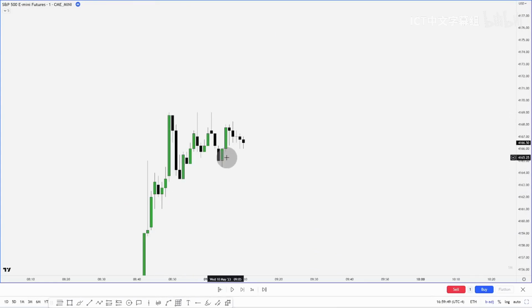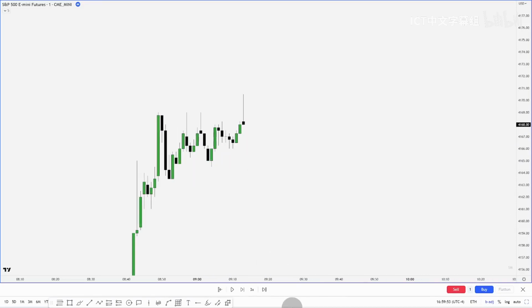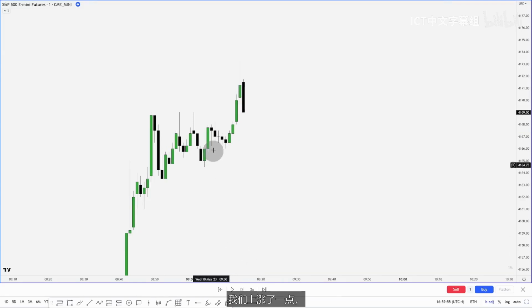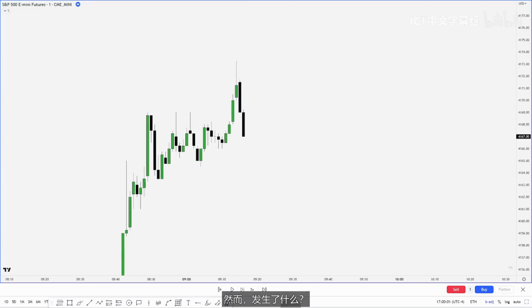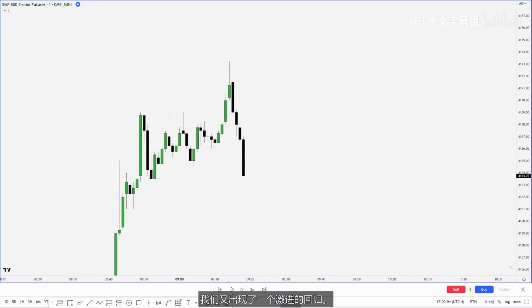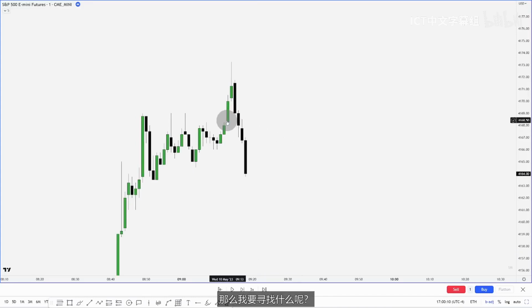For this next example, it's pretty easy to see we have some highs right here, and we are within a range. However, even if we didn't know that, let's see what happens. You get displacement up. Now, if this wasn't to displace back in, I would not be looking for shorts. However, what happens? We get an aggressive displacement back in. So what am I looking for?